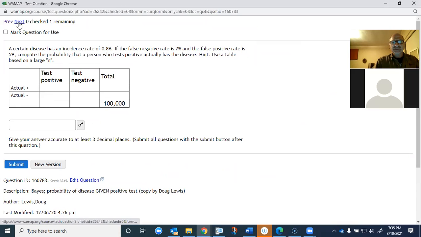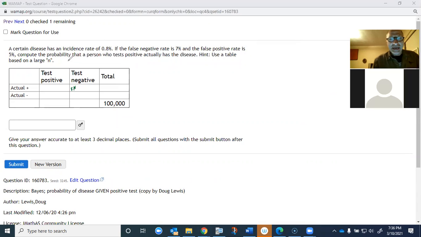And this is similar. It says a certain disease has an incidence rate, which is how often it occurs in a population. This incidence rate is 0.8%. And then it tells us, now this is different, the false negative rate. A false negative is somebody who tests negative, so you're in the negative column, but you're actually positive. So remember, this is the false negative spot.